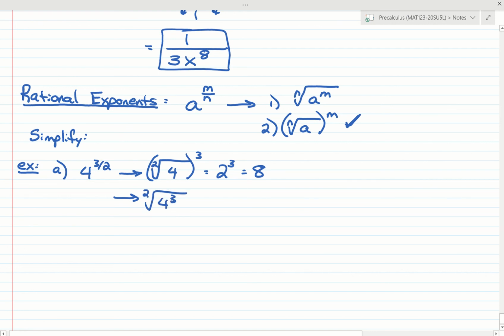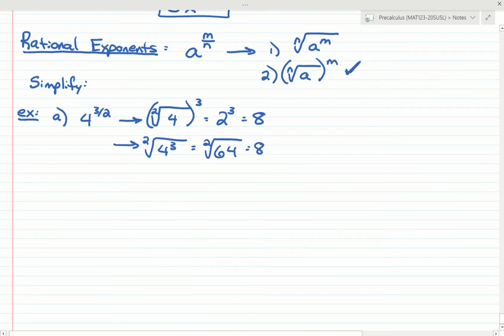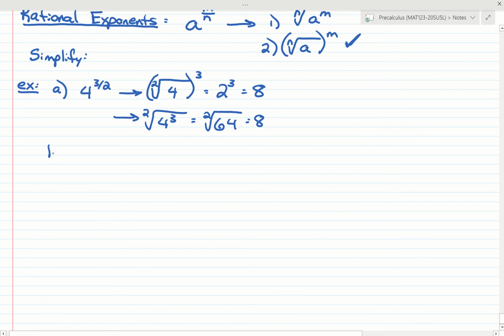So some people can get a little confused because there's a few different ways to do this, but it is what it is. All right, so pick whatever way you like better.